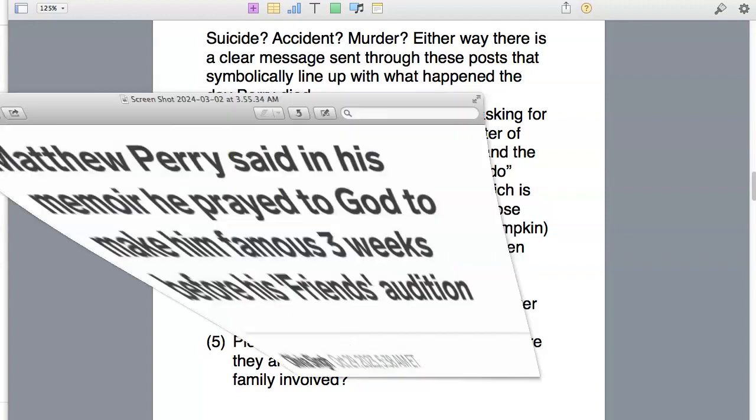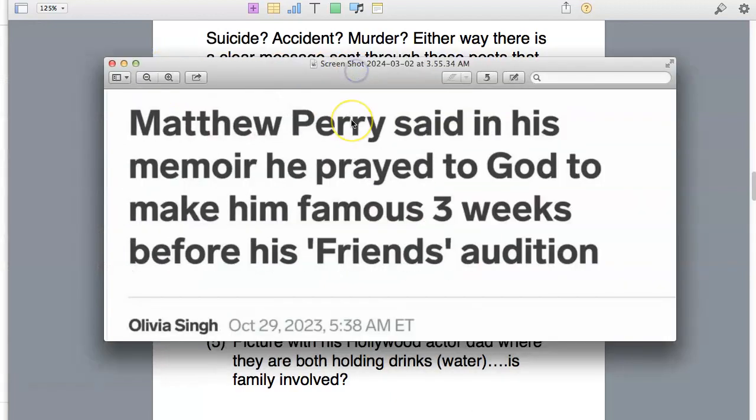And along those lines, there's this quote from Matthew Perry where he said in his memoir that he prayed to God to make him famous 3 weeks before his friend's audition. And this is the kind of thing that they put out there after the fact, right? This is what they tell you, so you think that anyone can do it. So you think that anyone has the chance to move to California with $5 in their pocket and become famous, like Matthew Perry did. Maybe if you pray, you'll be able to become famous too.